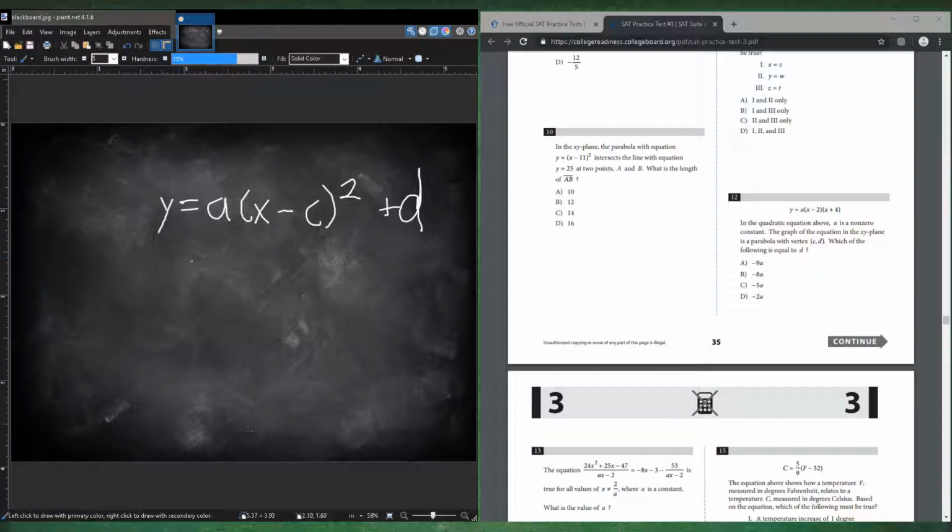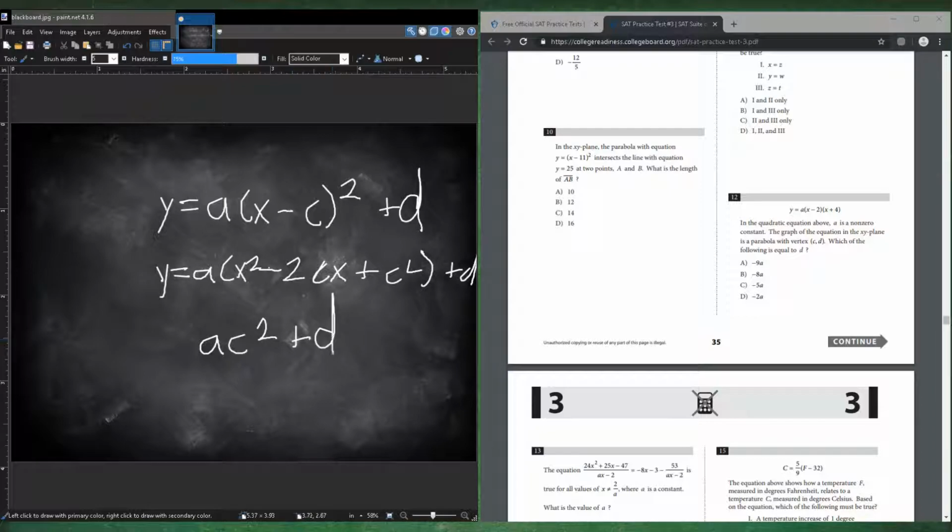So if you expand this out, it would be y is equal to a x squared minus 2cx plus c squared plus d. So the constant term would just be a c squared plus d. So those are the two constant terms. And the constant term in this, if you expand that out, would be negative 8a. So the answer is B.